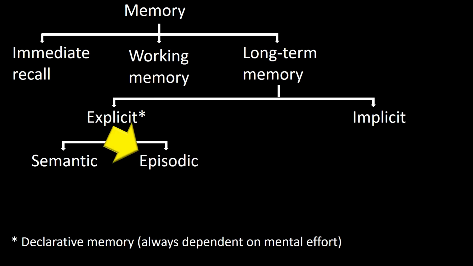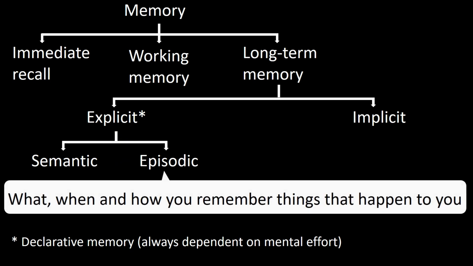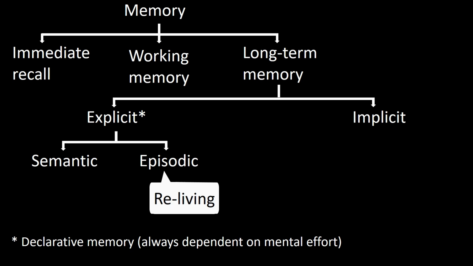Episodic memory, the other division of explicit memory, is autobiographical. It stores what, when, and how things that happen to the patient are remembered by the patient. Hence, you often need to corroborate their information with family members or friends. Episodic memory allows the patient to live an episode of their lives over and over again. Episodic memory is often referred to as contextual memory because it is perceived in the context of the patient's own experience.